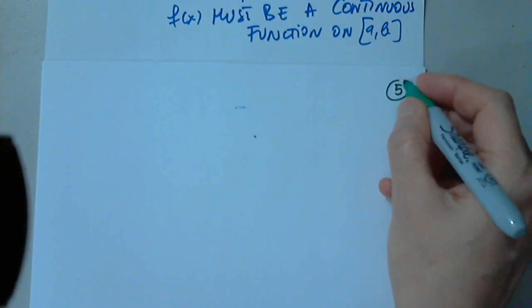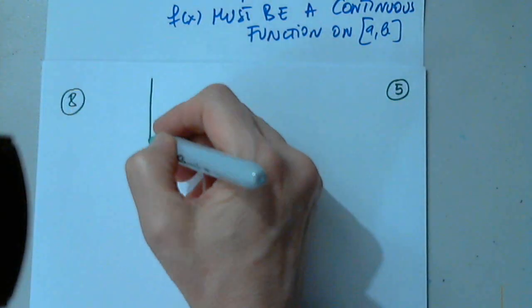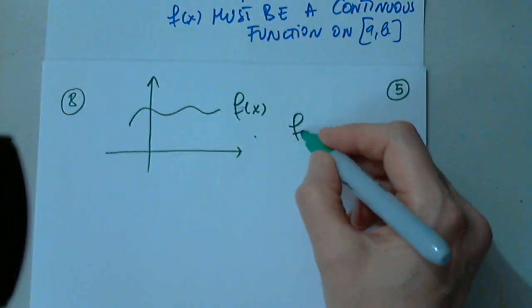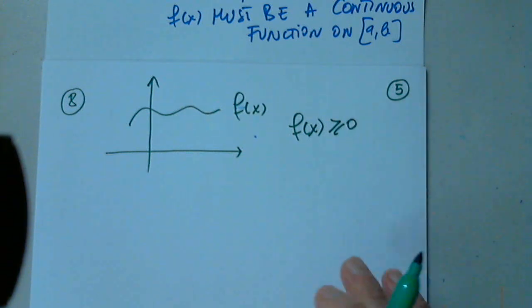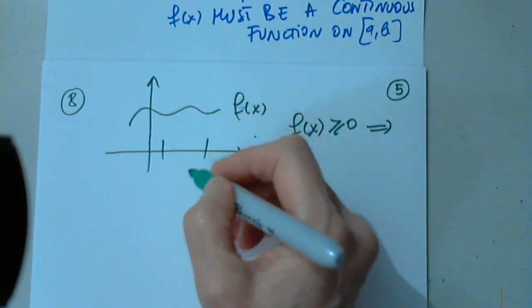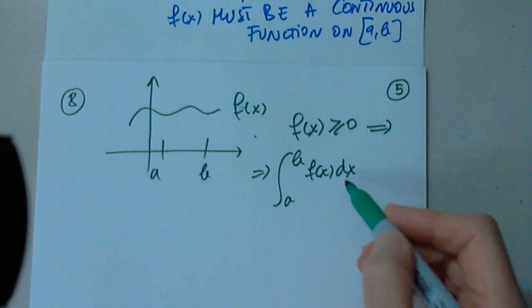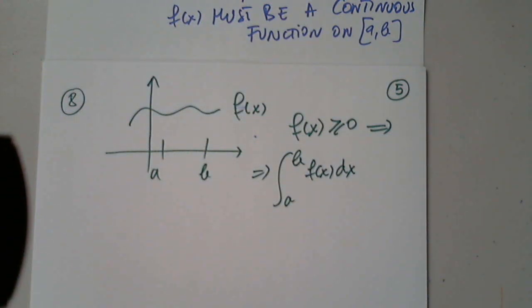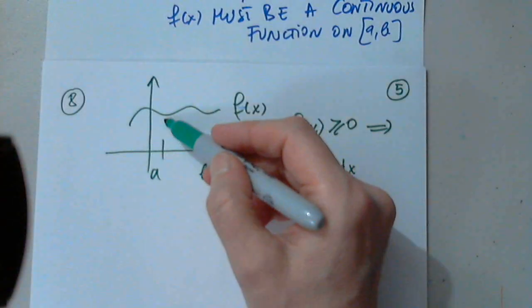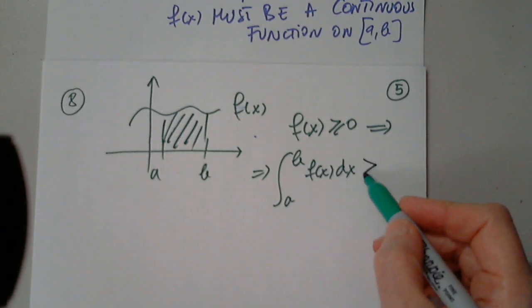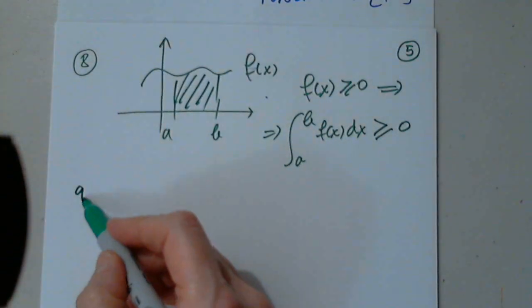I'm on page 5. Number 8. Here's an example of a function f of x, and f of x is greater than or equal to 0. Then the integral from a to b from f of x dx will have which sign? If the function is positive on the interval a comma b, then the area would be, for sure, positive. Excellent. Good.